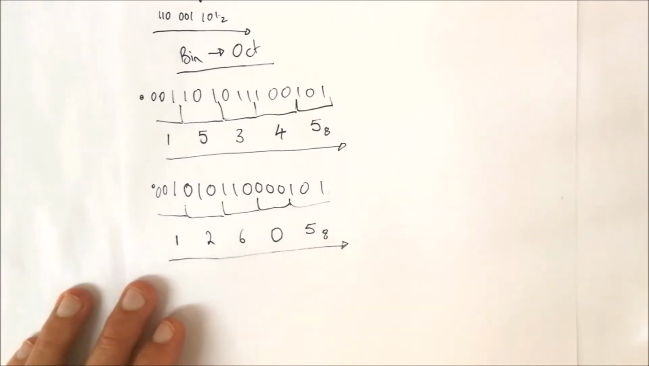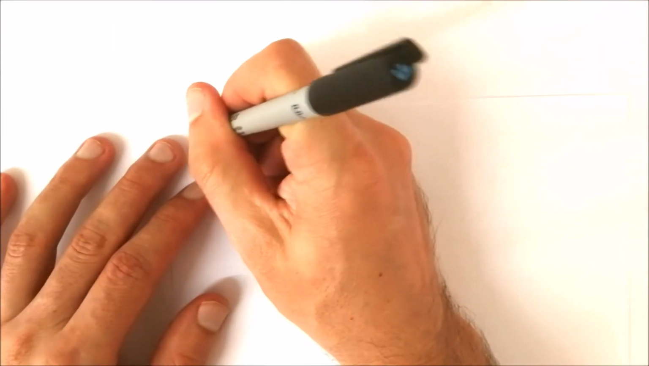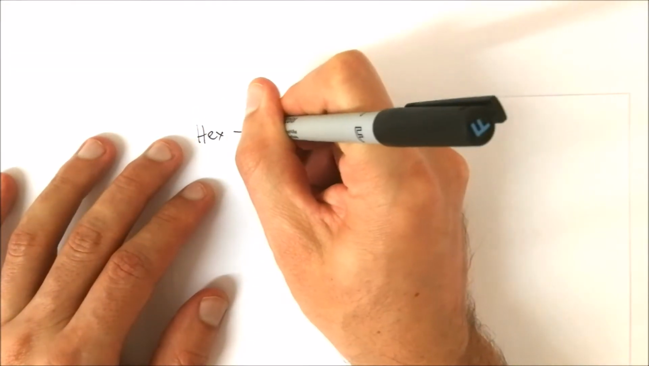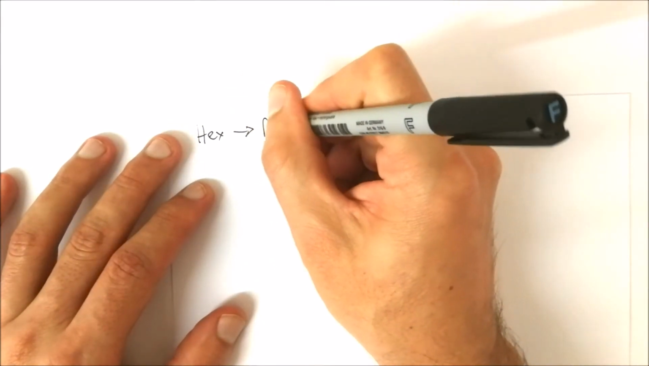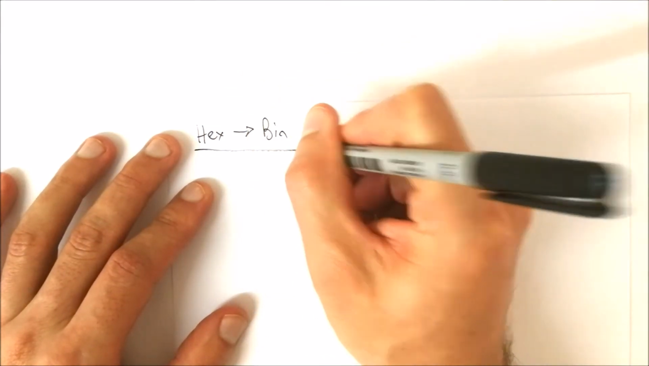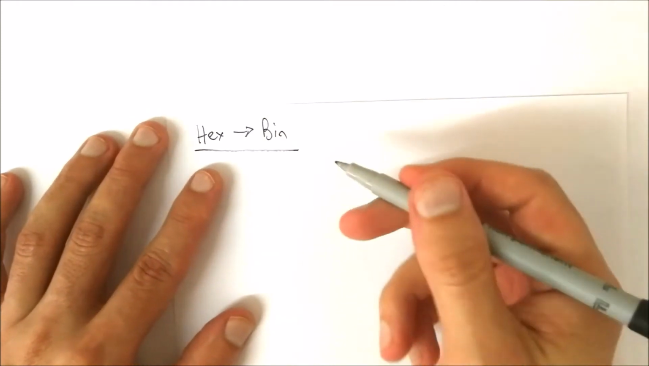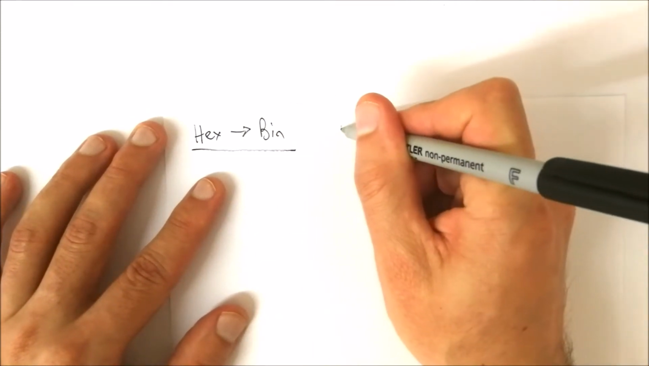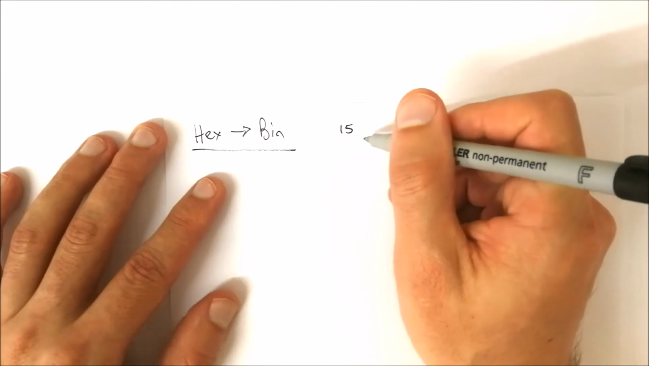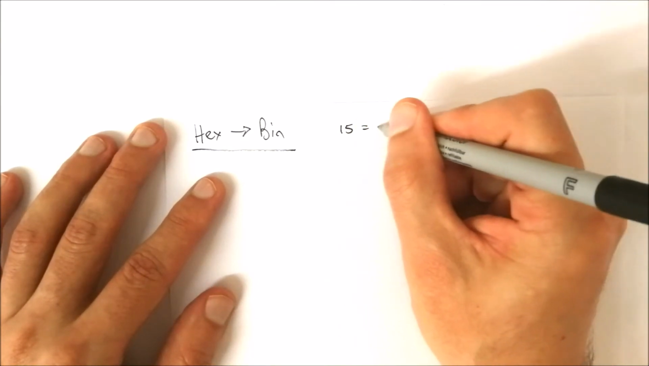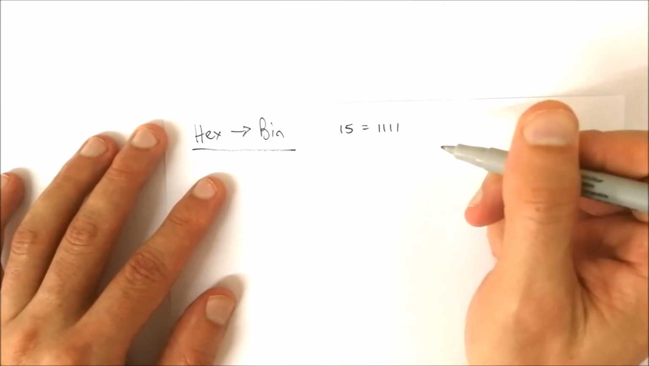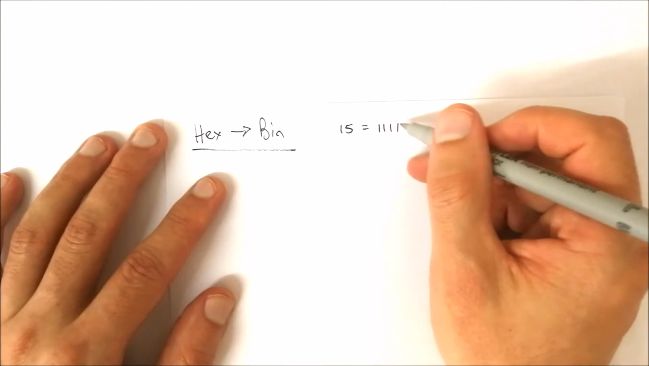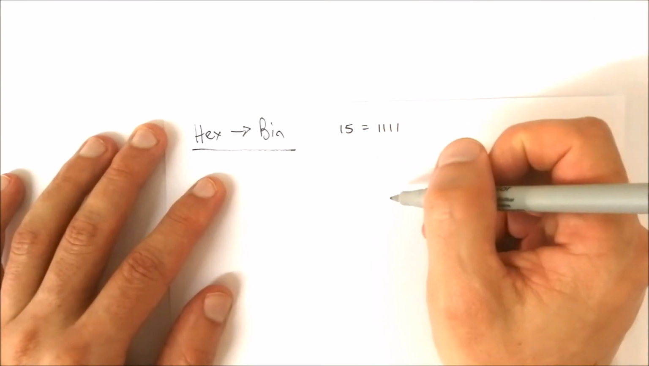Let's look again at converting hexadecimal to binary numbers. With hexadecimals, the highest value that you can get is the number 15, or F. And 15 is represented in binary as 1111. So the highest value that we're going to have consists of 4 bits of 1.